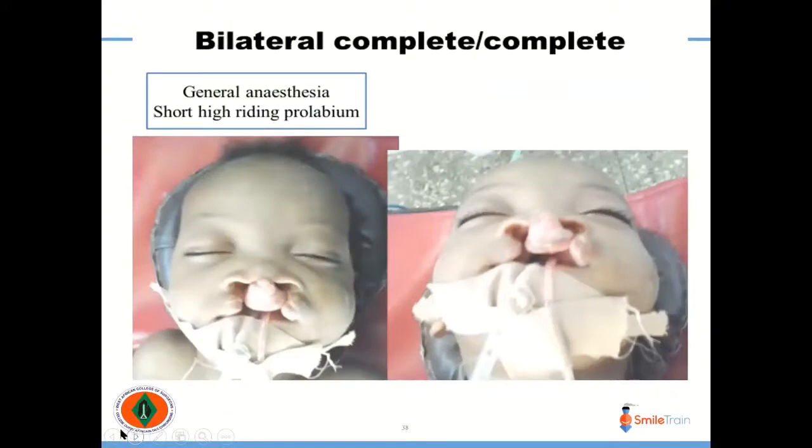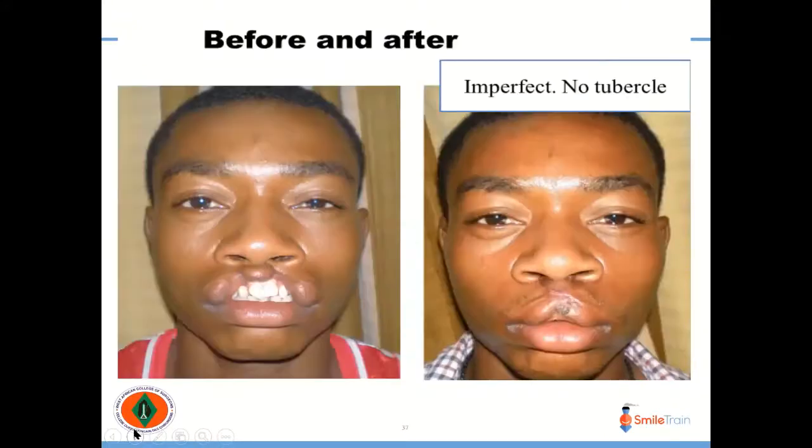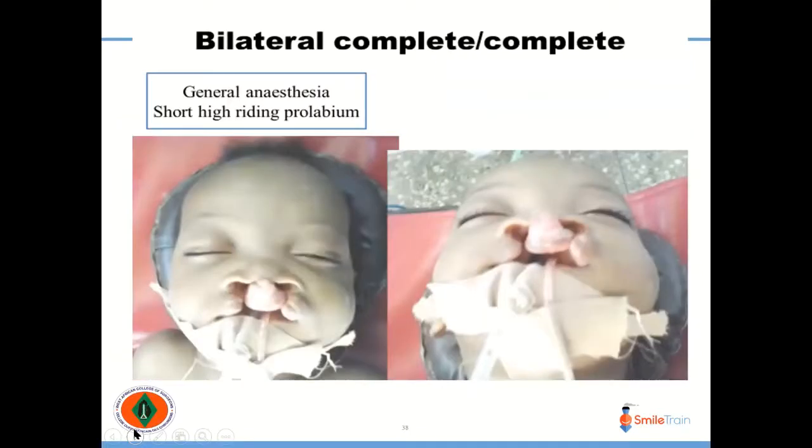But you can see immediately that this is not a perfect repair because the tubercle is not there. The lip is closed, the teeth don't show, but there's one bit that we didn't get right, and that is the tubercle. We didn't get it in this particular one. Thank you. Next one.